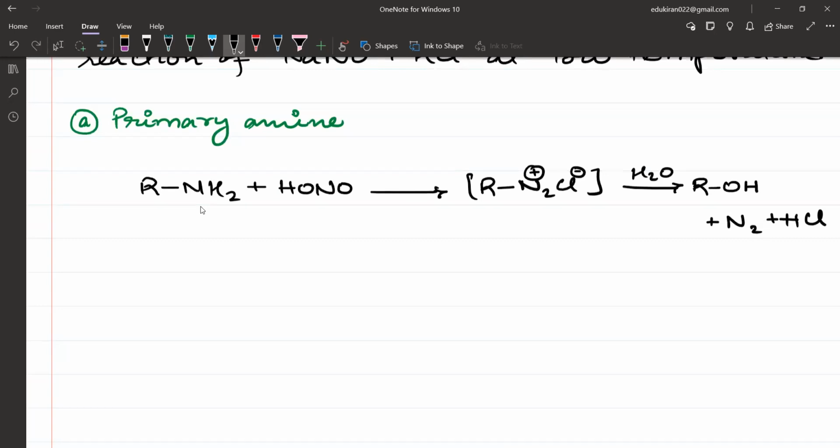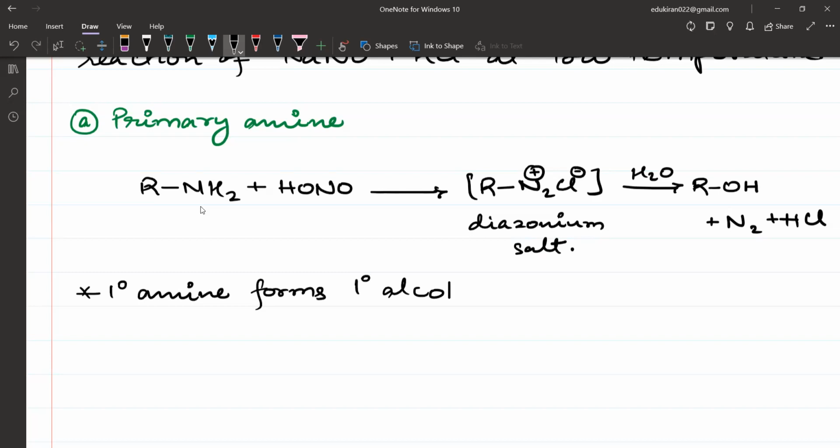Salts like this, when you have N2 plus and Cl negative, are known as diazonium salt. So what we can write? We can write 1-degree amine forms 1-degree alcohol on treatment with HONO.